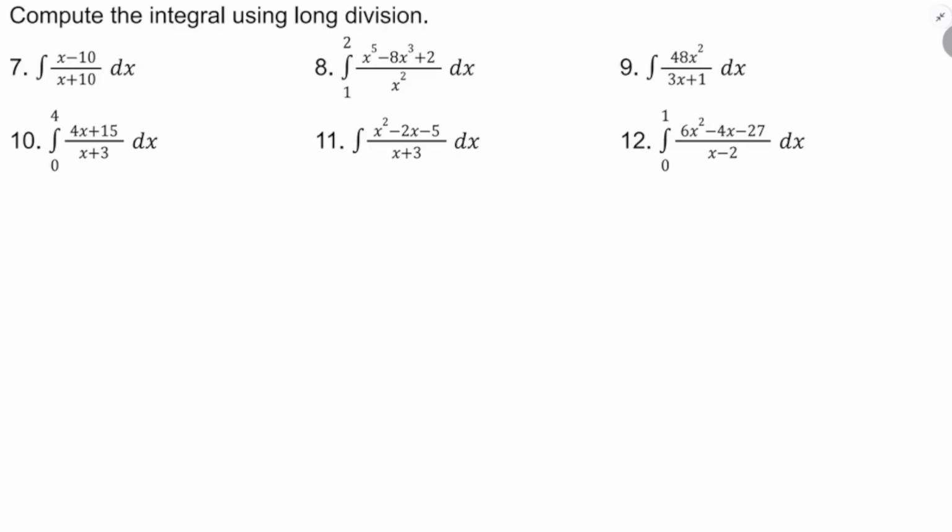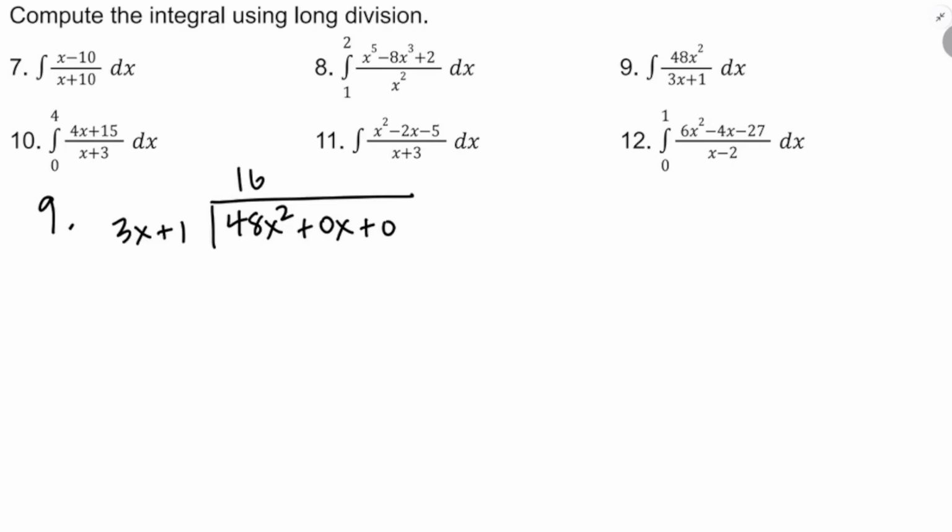Number 9 here with this 3x plus 1, this is one that I'm going to recommend that we not use synthetic division on. It's just one more thing to worry about, so I'm just going to do 48x to the 2, 0x to the 1, and 0 divided by 3x plus 1. Okay, I think to myself, what do I multiply 3x by to get 48x squared? That'd be a 16 and 1 power of x. So I'm going to multiply that down here and get 48x to the 2 plus 16x.